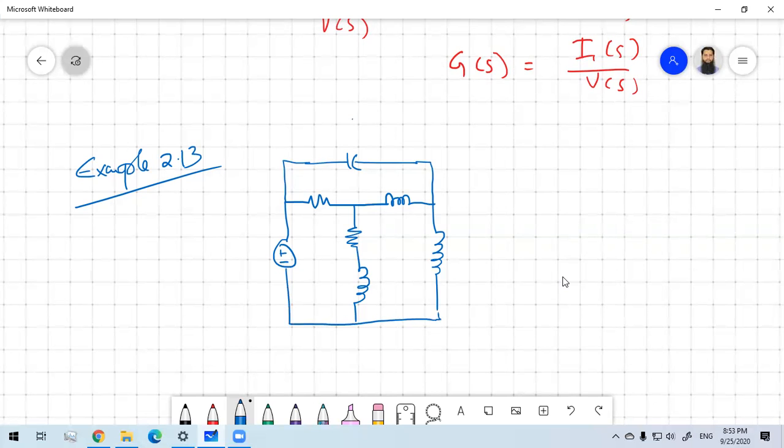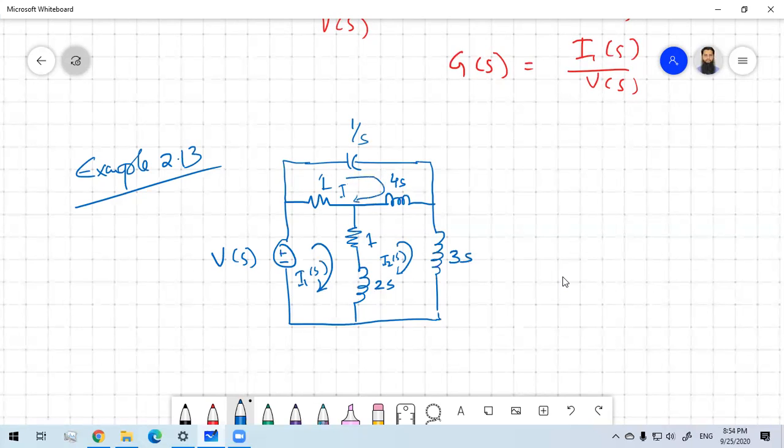This parameter is given as 1 by s. This resistor value is 1. Then you have 4s, and you have 3s, and this one is also 1, and this one is twice s. Then they have given Vs. This is your loop 1, I1(s). This is your loop 2, I2(s), and this is your loop 3, I3(s).